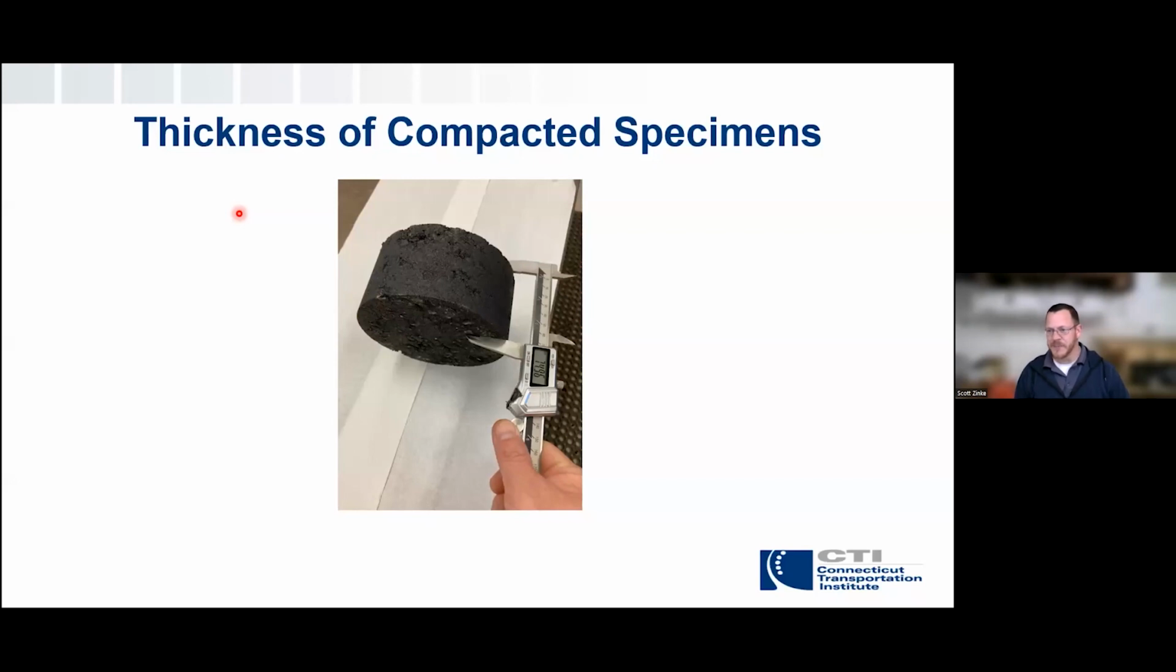I think I'll keep going just in case we lose power or anything bad happens, so we can get through this. In any case, measuring compacted specimens is necessary to ensure that we have enough material for whatever it is we're doing, and also to meet different specification requirements if we are running, let's say, performance tests or anything like that. And we can calculate volumes and everything based on those thicknesses as well.